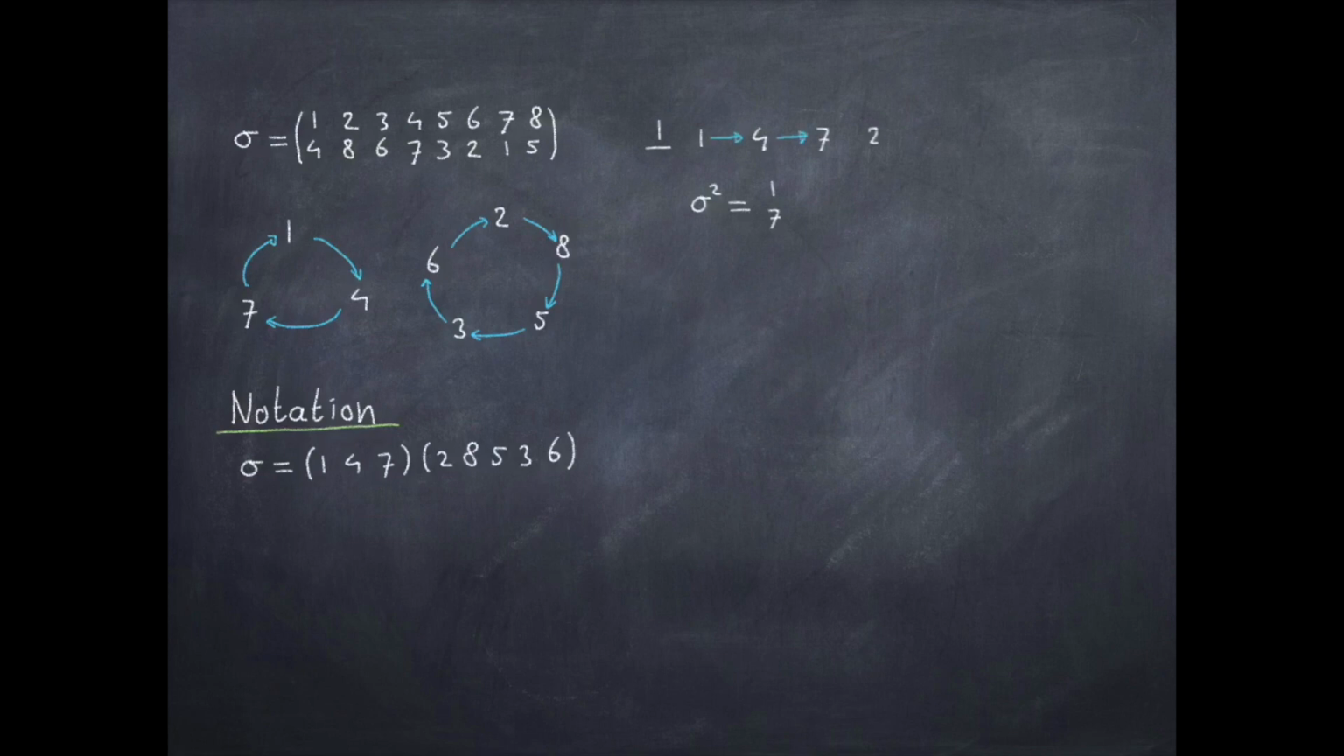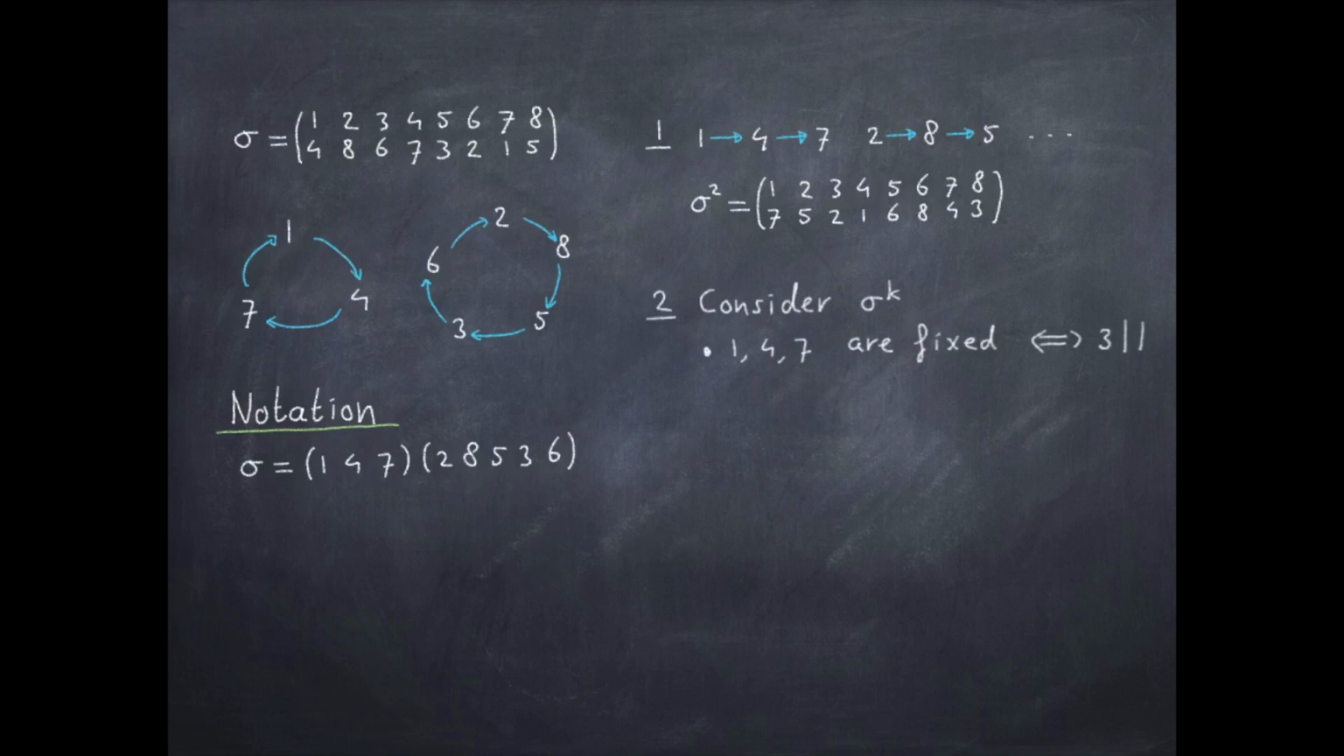Using the diagram that we drew for sigma, it's now easy to solve the problems. In the first problem, we were interested in sigma squared. That means we apply sigma 2 times. So to find the image of element 1, say, we just have to go 2 arrows along the cycle. So from 1 we go to 4 and then to 7. From 2 we go to 8 and then to 5. This way we obtain sigma squared.